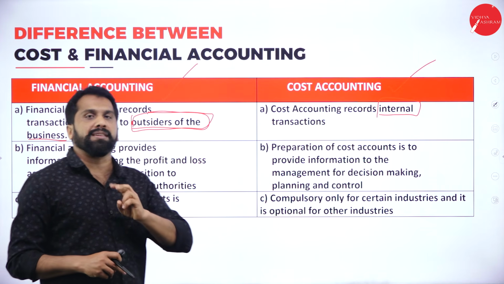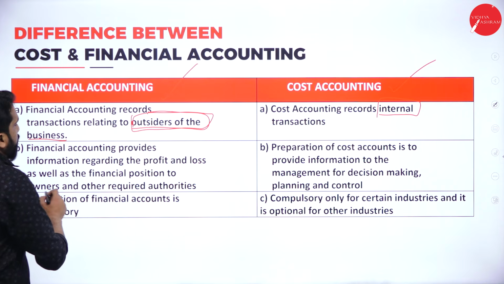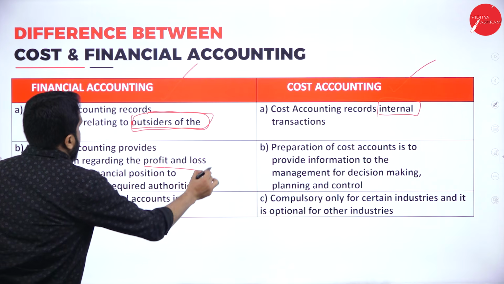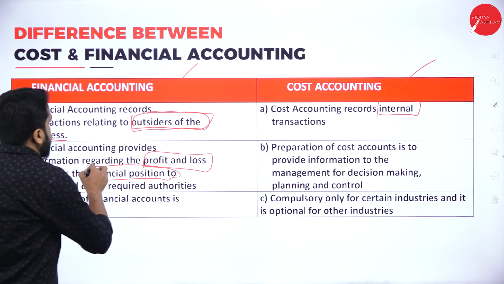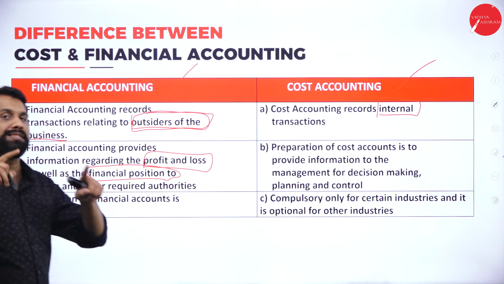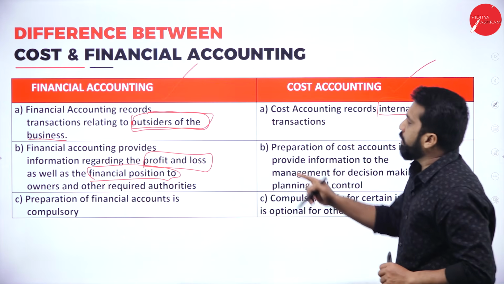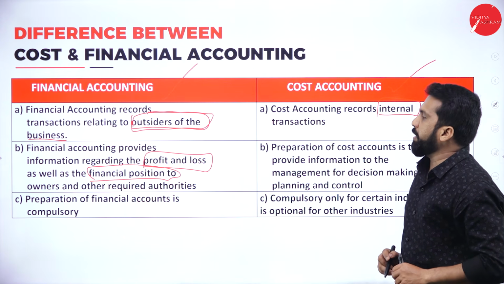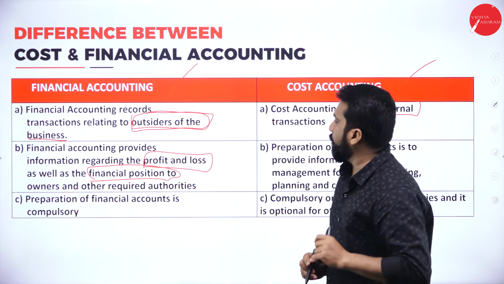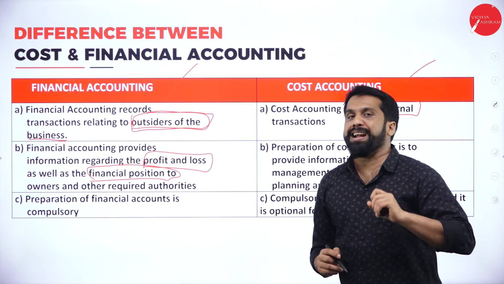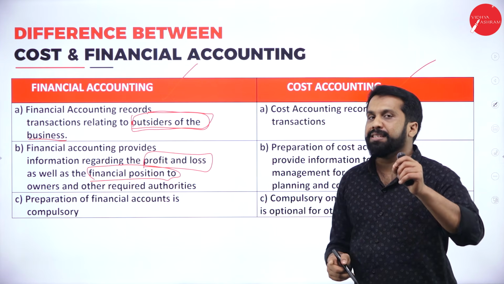Point number 1. Second one. Financial accounting provides information regarding the profit and loss as well as financial position. Whatever points I am highlighting, you need to remember those points. Now, what will your financial accounting give? It will tell you whether you are in profit or in loss, and what your financial position is, good or bad. Your financial accounting will give you that suggestion.